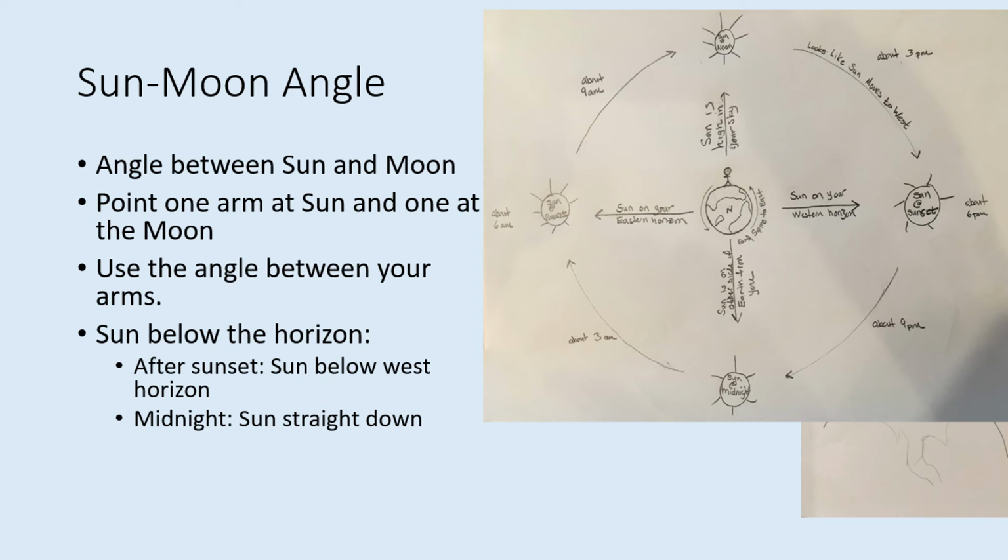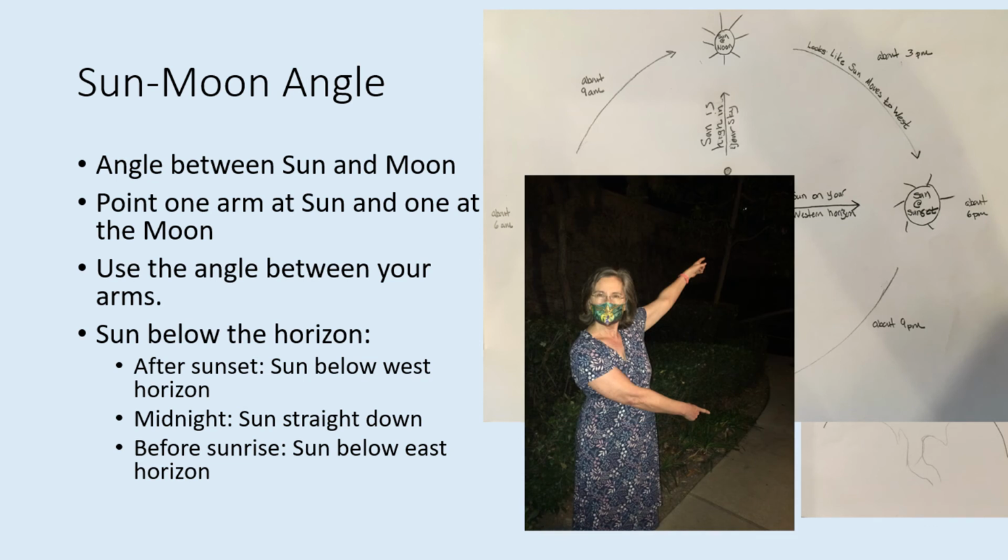If it's later on, close to midnight, then the sun will be nearly straight down. And if it's in the early morning hours, just before sunrise, then the sun will be a little below the eastern horizon. So again, point one arm at the moon and the other arm down where you think the sun is below the horizon. Estimate the angles between your arms and record this as your estimate of the sun-moon angle.